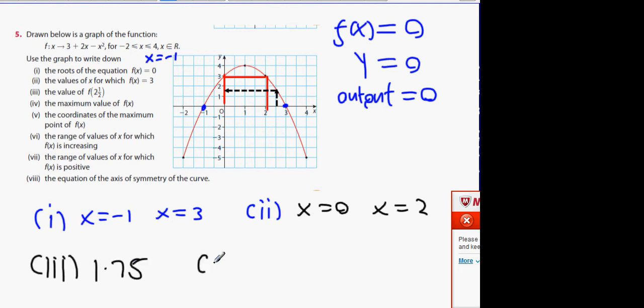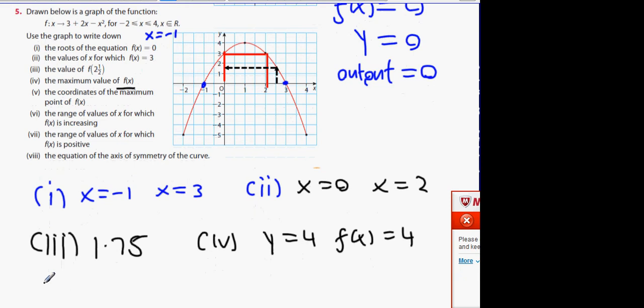What about number 4? The maximum value of y, or f of x. What's the maximum value? Where is y at its biggest? 4. y equals 4, or f of x equals 4. Find the coordinates of the maximum point. Where's the maximum point? 1, 4.